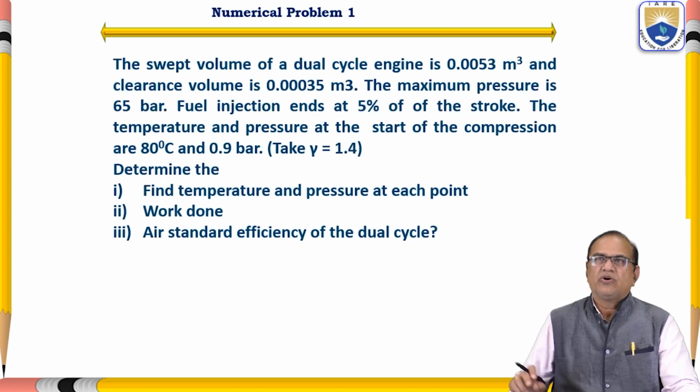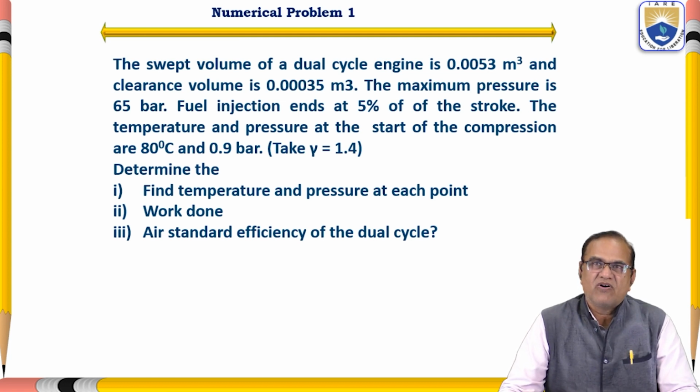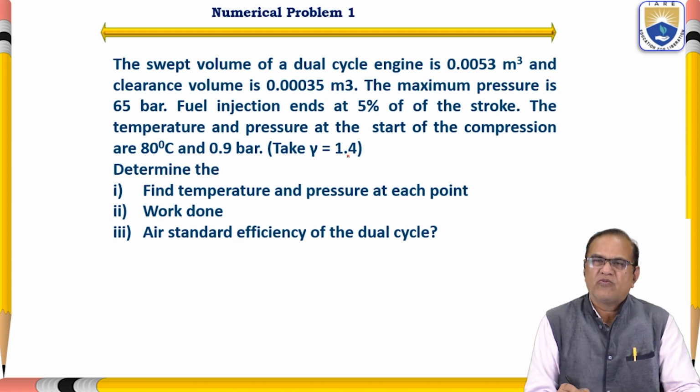And this is the problem statement for this cycle. The swept volume of a dual cycle engine is 0.0053 meter cube, and the clearance volume is 0.00035 meter cube. The maximum pressure is 65 bar. Fuel injection ends at 5% of the stroke. The temperature and the pressure at the start of the compression are 80 degrees centigrade and 0.9 bar. Take gamma equal to 1.4 for air.